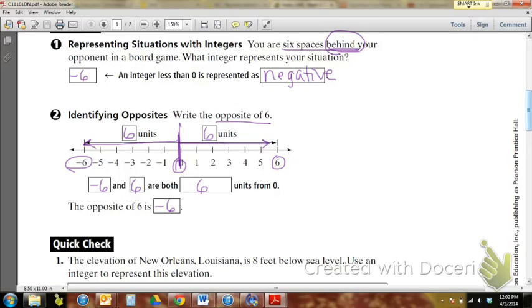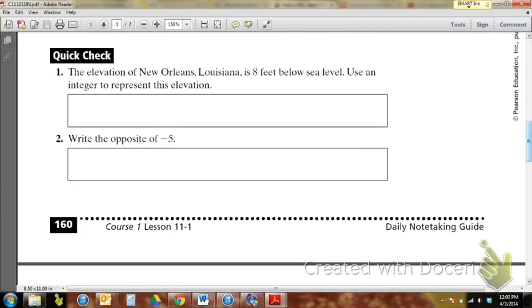Now we're going to try some quick checks. In quick check number 1, the elevation of New Orleans, Louisiana is 8 feet below sea level. So look at the keywords and figure out what kind of 8 you should use. Should you use a positive 8 or a negative 8? And in quick check number 2, just write the opposite of negative 5. When you're ready, move on to the next part.